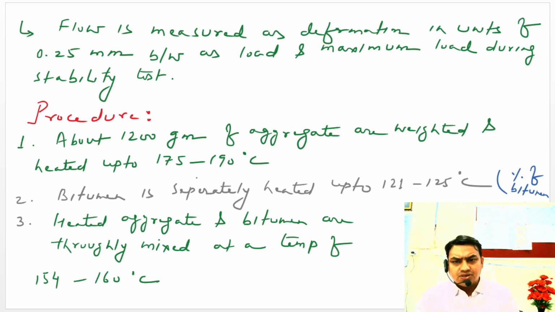In the Marshall stability test, about 1200 grams of aggregates are weighed and heated up to a temperature of 175 to 190 degrees centigrade. Bitumen is separately heated up to a temperature of 121 to 125 degrees centigrade, and for the first trial, or first approximation, the percentage of bitumen may be taken as 3.5 or 4%. Once the aggregate and bitumen are heated, they are mixed thoroughly at a temperature of 154 to 160 degrees centigrade.